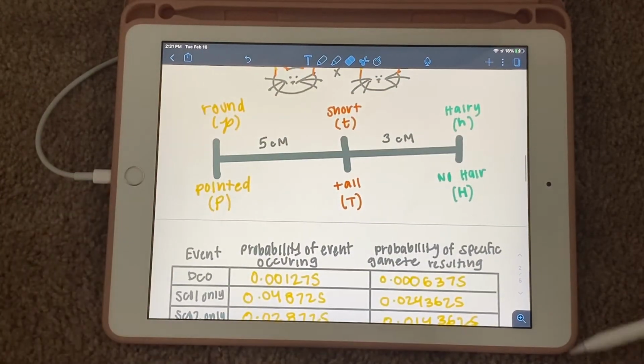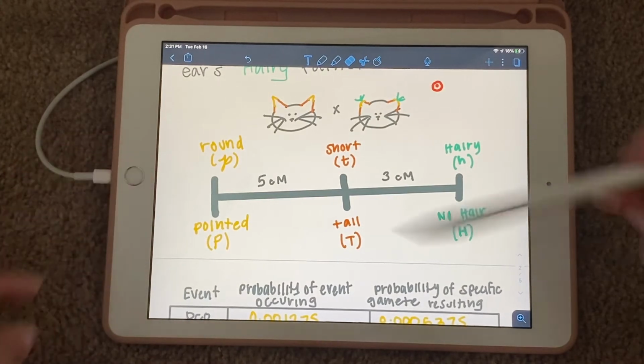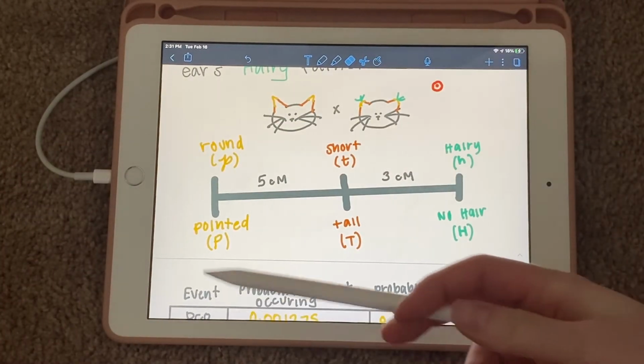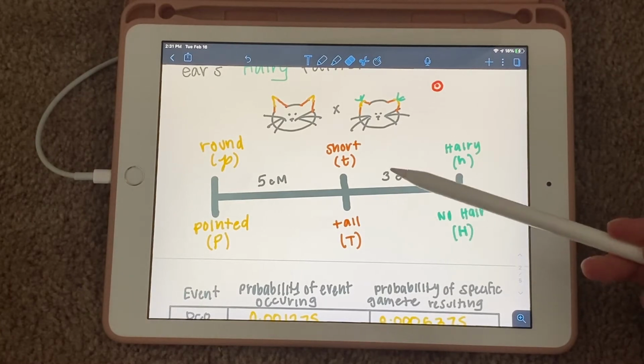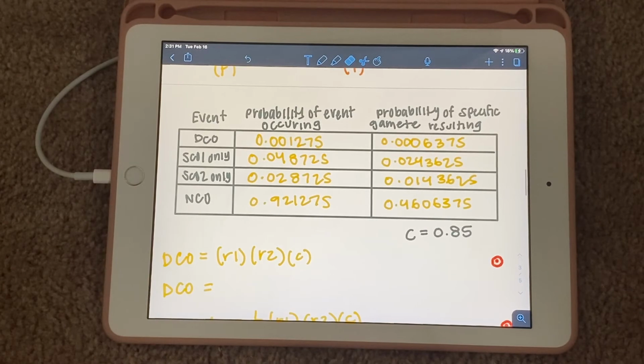I've put a genetic map down here that I created using these individuals, with the homozygous recessive parent on the top and the homozygous dominant parent on the bottom, and we can see the region distances are also shown here. Here's the table of the probabilities of events occurring and the probability of the gametes resulting, with a constant shown down here.